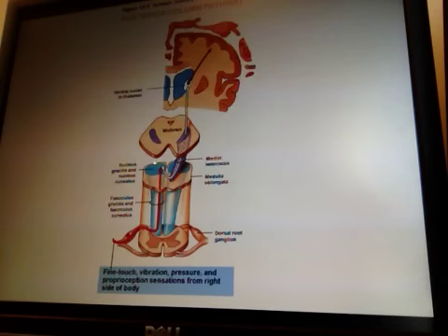And then in the medulla there's a decussation, so we have our crossing. And then the second neuron goes up to the thalamus, and then the message continues up to the primary sensory cortex.